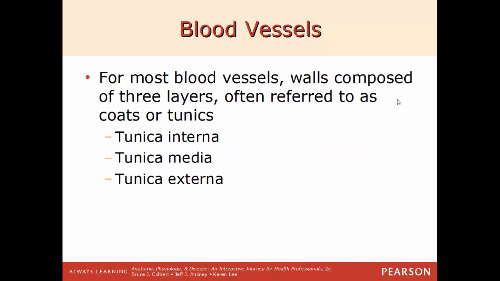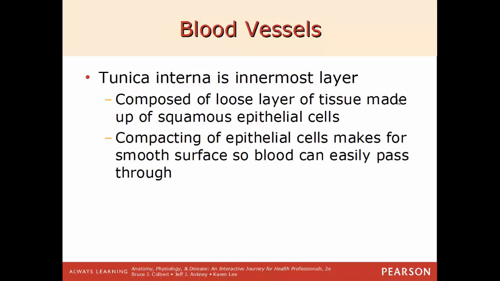For most blood vessels, the walls are composed of 3 distinct layers, often called tunics or coats. The tunica interna, the most internal, tunica media, the middle layer, and tunica externa, the outermost, or the most external. The tunica interna is composed of a loose layer of tissue that's made up of squamous epithelial cells.